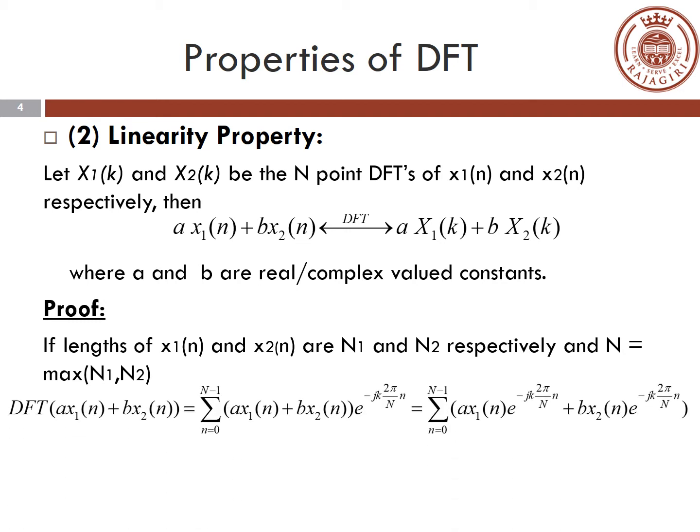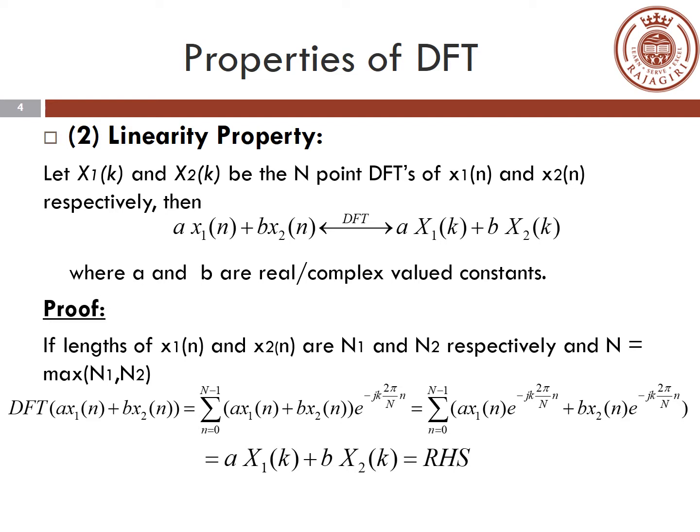DFT of ax1 of n plus bx2 of n. So here single signal. Okay. So DFT of this means you are going to apply the formula of DFT on the whole signal ax1 of n plus bx2 of n. Okay. So that's into the formula, the basic formula, e raised to minus jk 2 pi by n into n. Okay. Now we take this inside and we consider them separately.